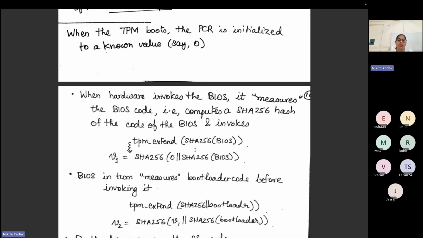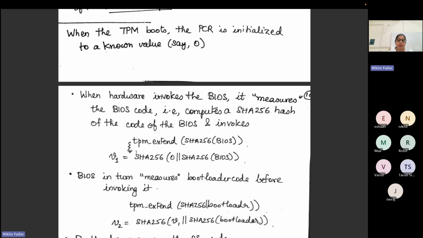And then the hardware is calling the TPM extend API, passing the value SHA-256 of BIOS. Now this call is being made by the hardware, and the operation is going to happen inside the TPM.